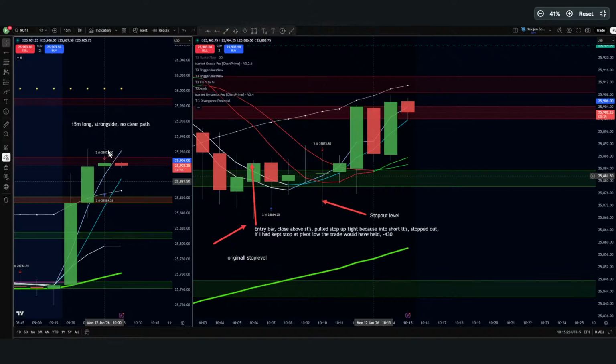All right, Paul. Triggers up. Nowhere to go. Close above. Didn't trust it. Original stop. Pulled tight because it's into short, large triggers. I don't know that rule. Stopped out. The difference between minus 430 and plus 430, right? Guys, this is a great example.